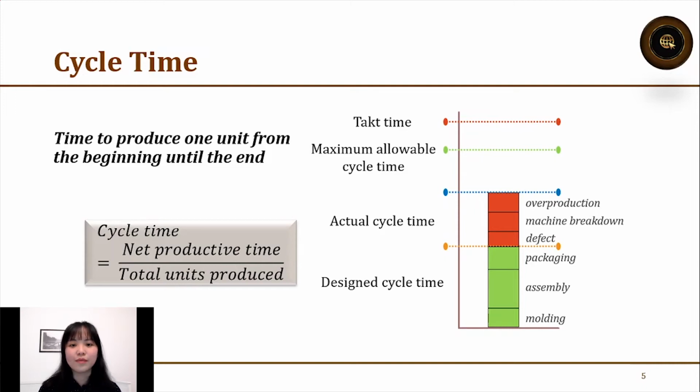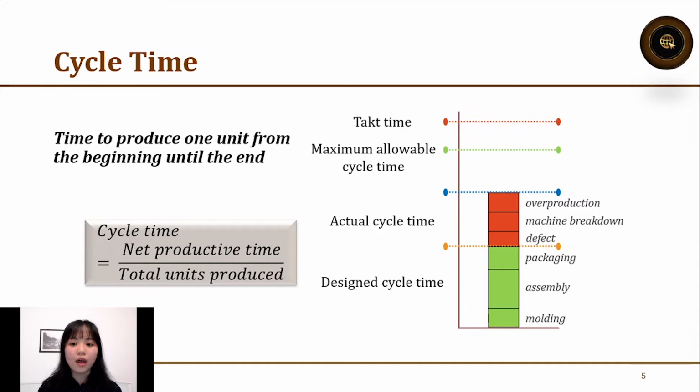Design cycle time shows you only the pure production time without any interruptions in your process. The actual cycle time, as you can see from the graph, which shows overproduction, machine breakdown, and defects, considers the pure production time added to the waste, delays, or any other interruptions in your process.